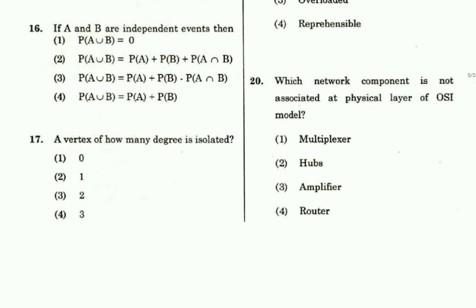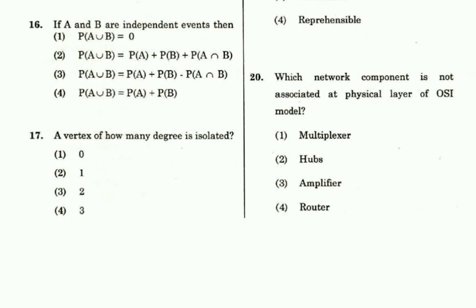Next one. Which network component is not associated at the physical layer of the OSI model? So here router is the correct answer. Physical layer deals with the actual data transmission hardware like hubs, multiplexers and amplifiers. Routers operate at the network layer, that is layer 3, and help in routing packets based on the IP address. So here router is the correct answer.